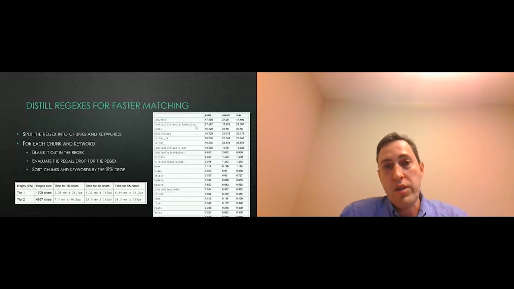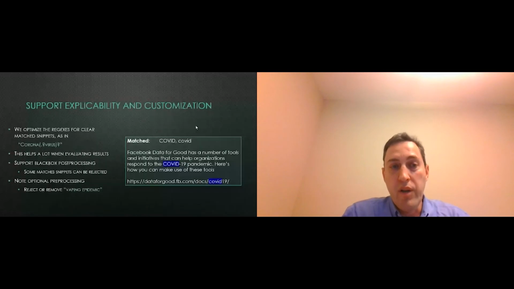This entire approach supports explicability, customization. We optimize regular expressions for clear matched snippets. For example, when we match Corona, we also match virus if possible as an optional match. It's not necessary to get the correct result, but it's helpful when you look at the match, because then you look at what matched and you could see that 2 pages of text matched correctly because of what's matched. Otherwise, you have to read the entire text. So this helps a lot when evaluating results.